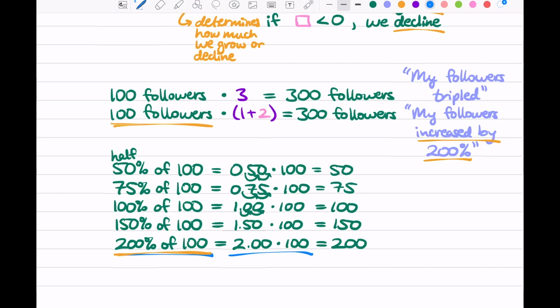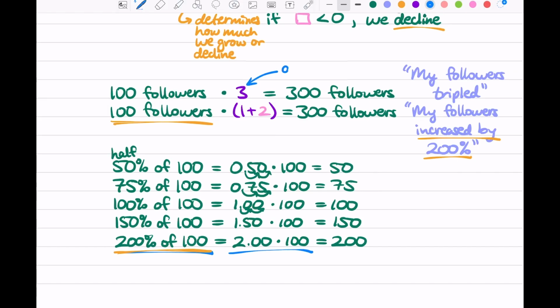And before we continue, there's a little bit of vocab here. Our purple number here is called a growth factor. A factor is something you multiply, just like with factoring polynomials. So whatever this number is here determines whether our starting number grows or declines. So we call it a growth factor.